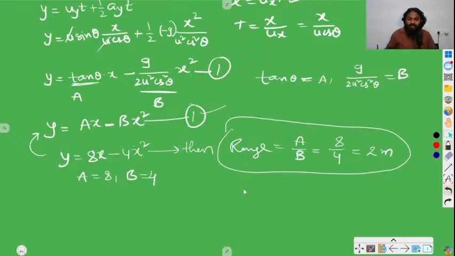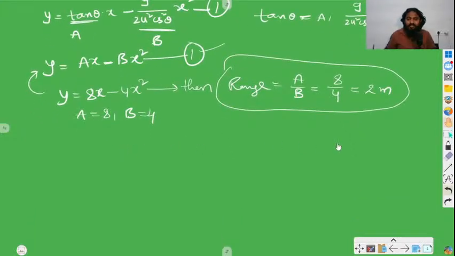First of all, we know that tan theta is equal to nothing but a, right? So here from this equation a is 8. Now if they ask you the angle of projection, then theta is equal to tan inverse of 8. This is the angle of projection. Okay? And next, if they ask you for the initial velocity, what is b?